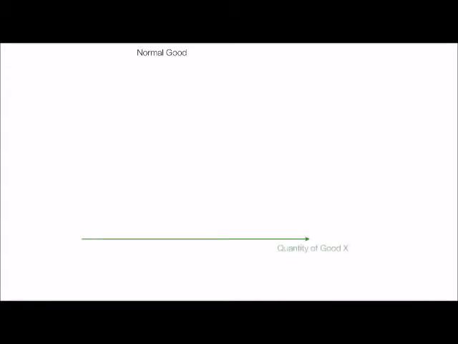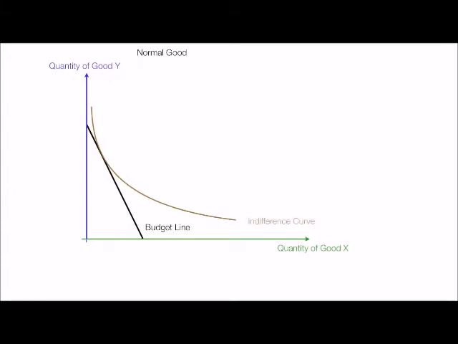I'm going to start with a normal good. Along the x-axis, I'm going to have quantity of good X. Along the y-axis, quantity of good Y, and I'll draw in a budget line and an indifference curve. The consumer will consume at point A and consume 4 units of good X.